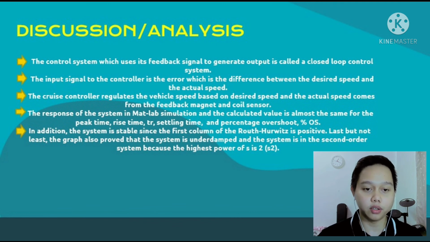Thus, we have seen that in the response of the system in the MATLAB simulation, the calculated values are almost the same for the peak time, rise time, settling time, and percentage of overshoot. In addition, the system is stable since the first column of the Routh table is positive. There are no sign changes based on the table above. But last but not least, the graph also proves that the system is underdamped and is a second order system because the highest power of s is 2.